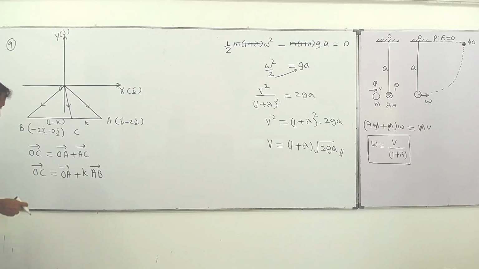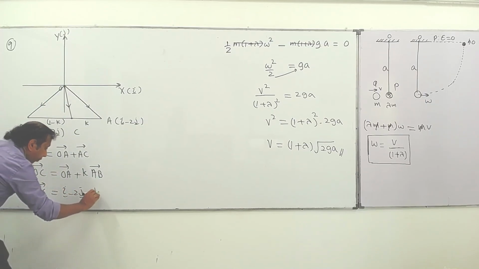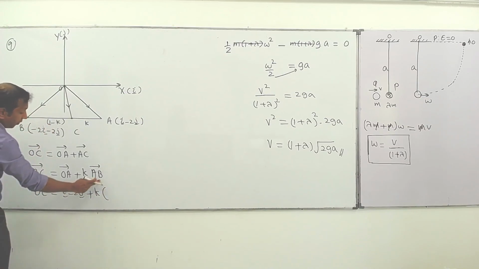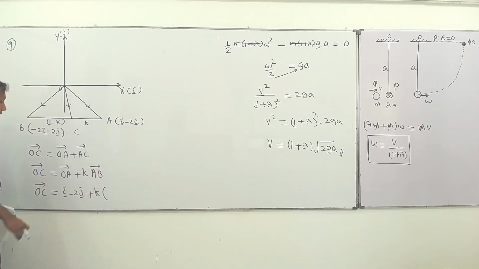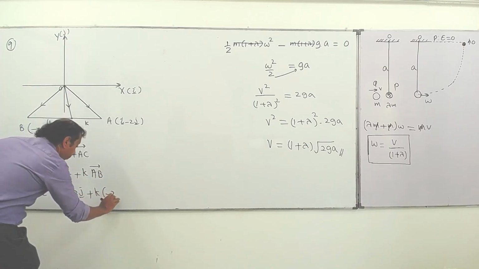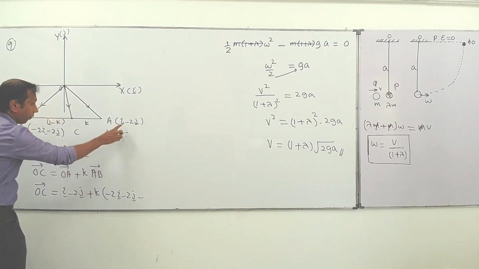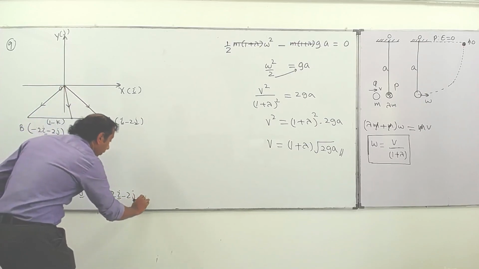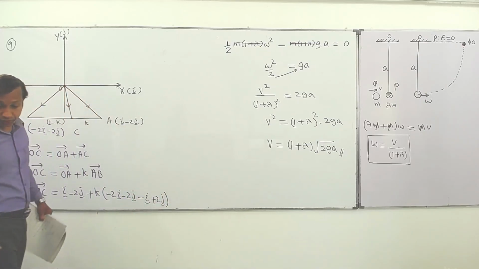Right. Now, I can substitute for the OA vector i minus 2j, k times the AB vector, meaning the position vector of B minus the position vector of A. Position vector of B is minus 2i minus 2j. Position vector of A, i minus 2j, so minus i plus 2j. Right?